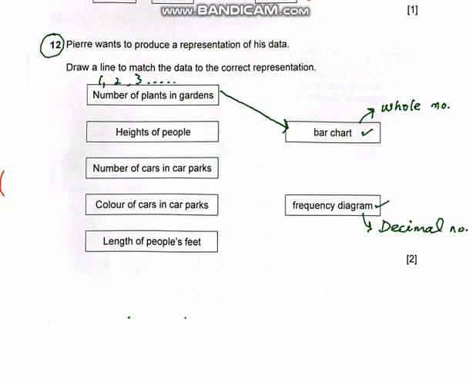So it means that you can make a graph which is a bar chart for this. The heights of the people, if you look at the height of the people, it can be in decimal point. For example, 5.4 feet or something like this. So we can say that the height of the people can be represented by the frequency diagram. Number of cars in a car park. So it will be again a whole number. It can be one, it can be two, it can be 100, it can be 200. So it is again the bar chart, my dear.